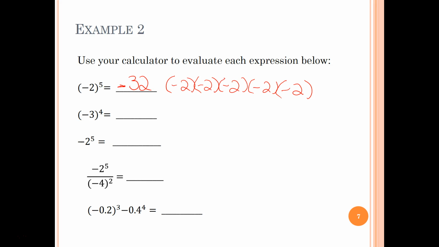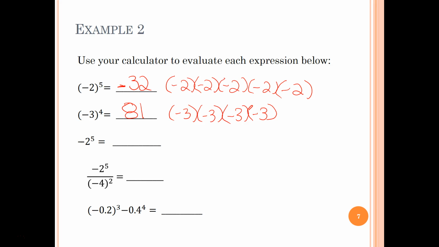Now, how about -3 to the 4th power? This should give you a positive 81, and that is because we are taking the base -3 and multiplying it to itself 4 times. Notice, an even number of negative values being multiplied together gives us a positive result.